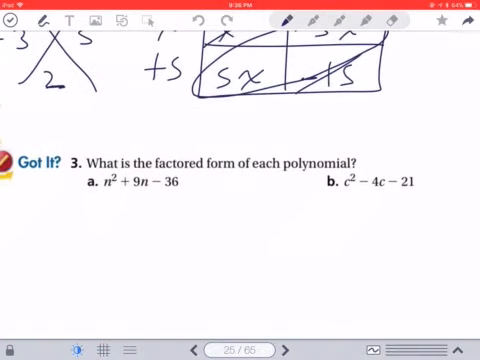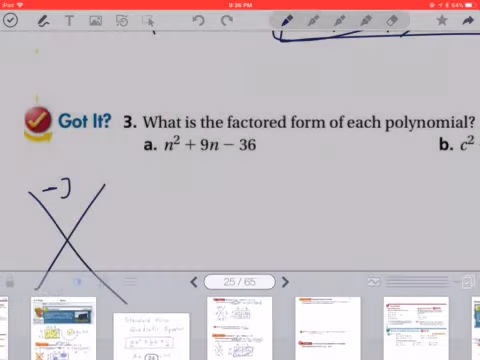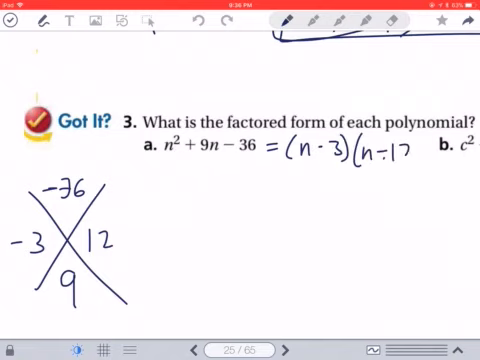All right, assuming that you've given those two a go, let's try them. Make an x. What multiplies to negative 36 and adds to 9? So it's got to multiply to negative 36 and add to 9. So that would be a negative 3 and 12. So this would factor into n minus 3 and n plus 12.